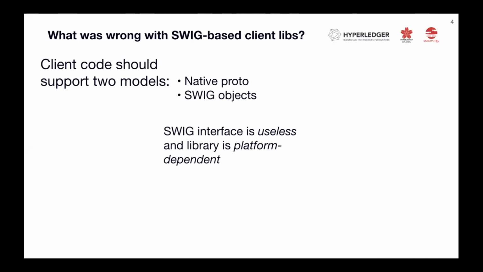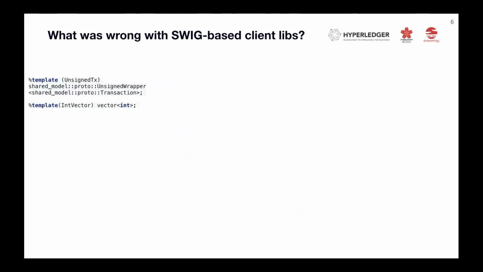Well, and yes, the SWIG interface is pretty useless because the library is platform dependent. And we also realized that SWIG is not a production level tool. It works great for experiments, for prototypes, but not for really good quality code. So I just provide here some examples of dumb things you should deal with if you're using SWIG.